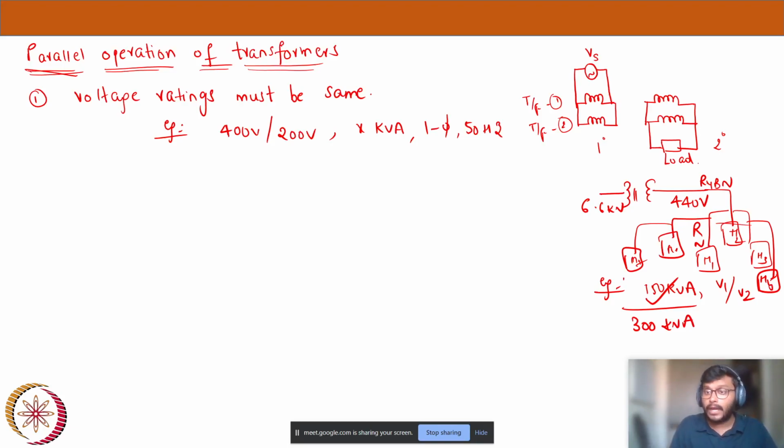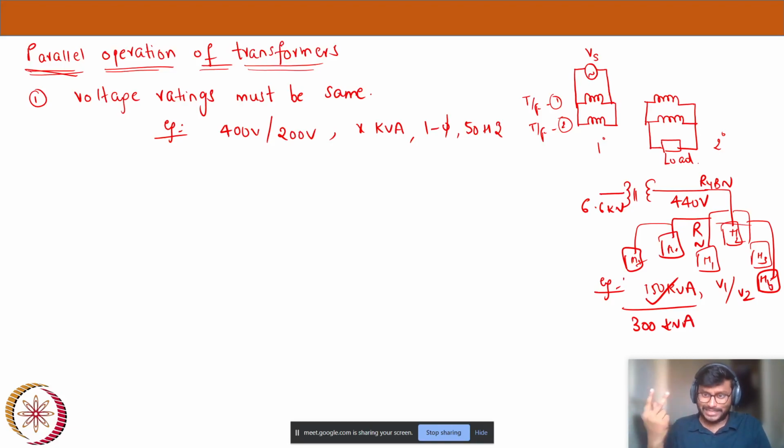So what should be a viable solution is now I will buy an exact transformer with the same voltage ratings and same kVA and I will connect it in parallel with the existing transformer. Now 150 kVA, I am connecting another 150 kVA. Now my transformer network is able to supply the load.